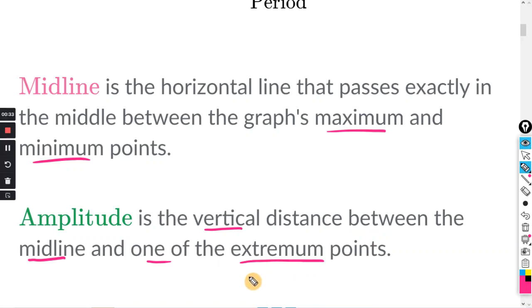The extremum points are basically the minimum and maximum points. So in other words, the lowest point or the highest point. I'll show you those on the graph.